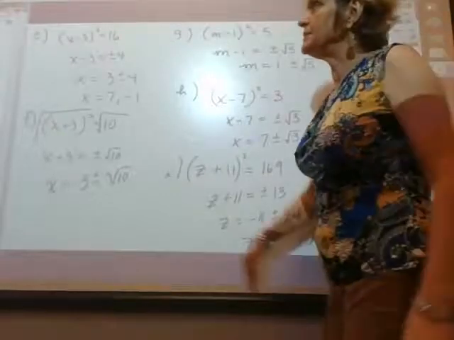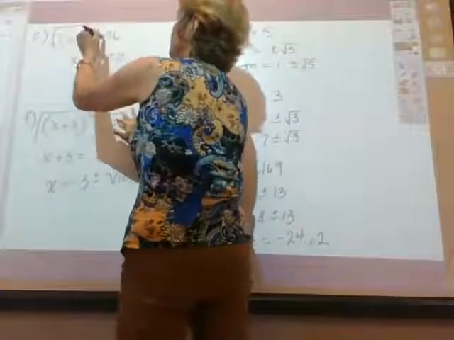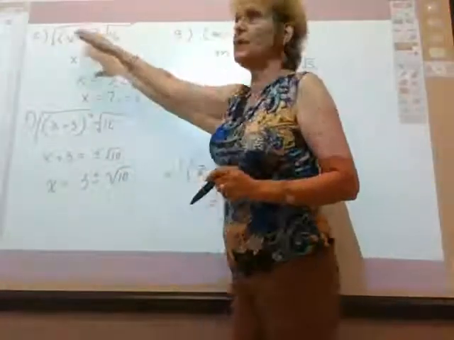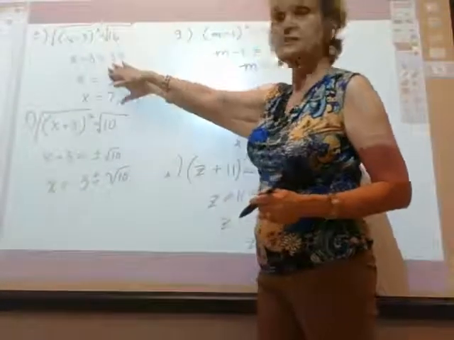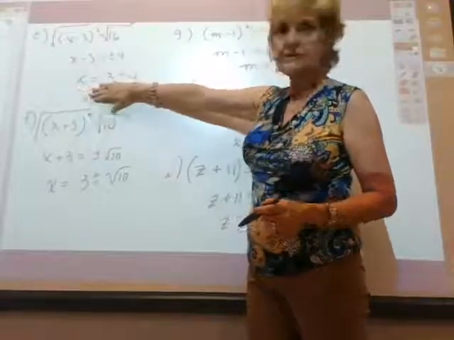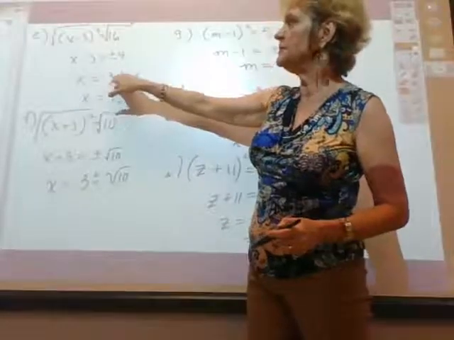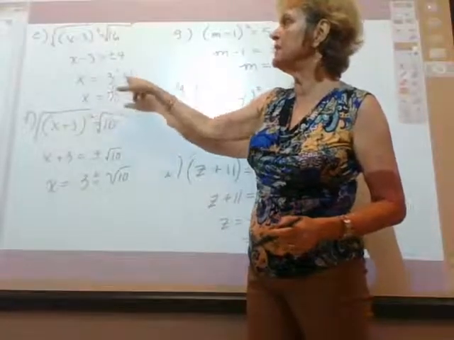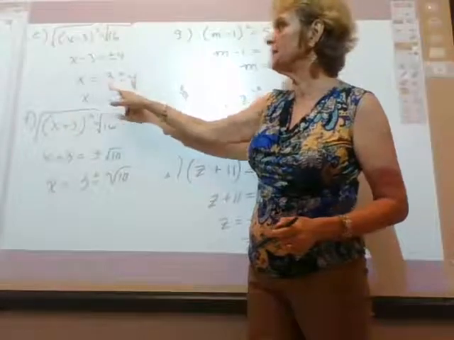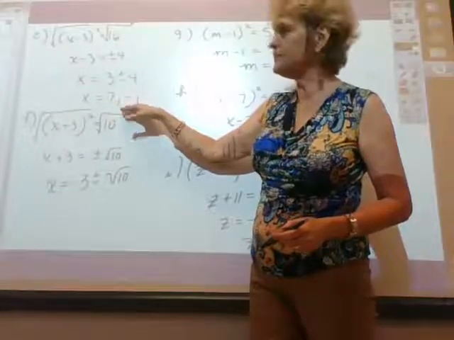So for E, it was in the right form, right? So I took the square root of both sides. So the radicand came out and I got plus or minus 4. Then I added 3 to both sides. So plain old x is 3 plus or minus 4. So 3 plus 4 is 7. 3 minus 4 is negative 1. So those are my two solutions.